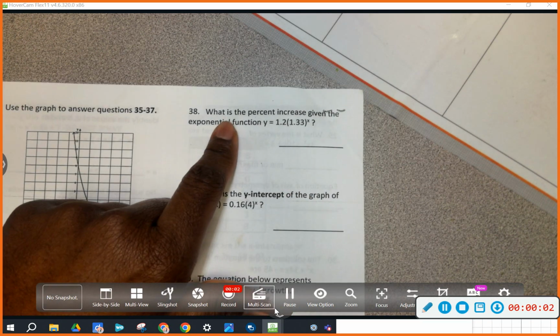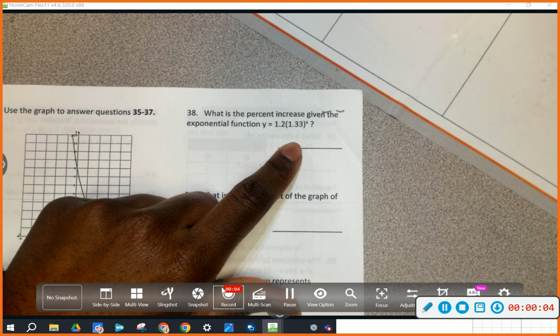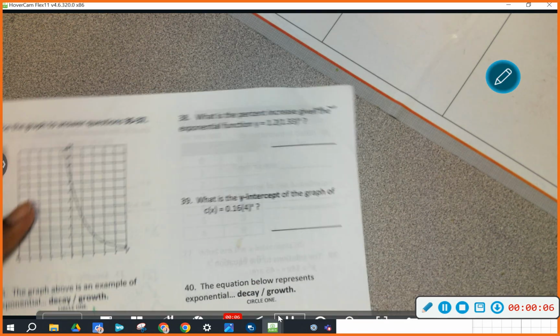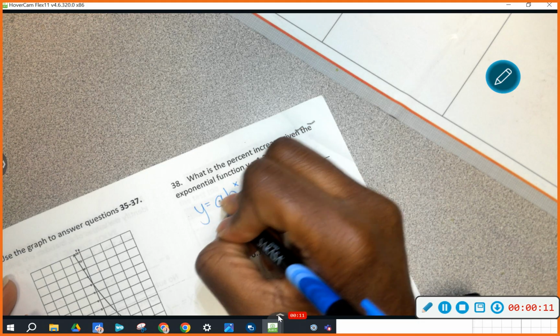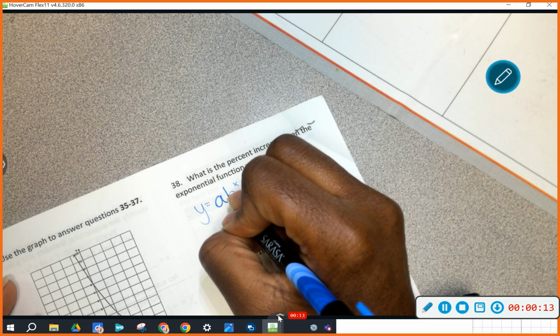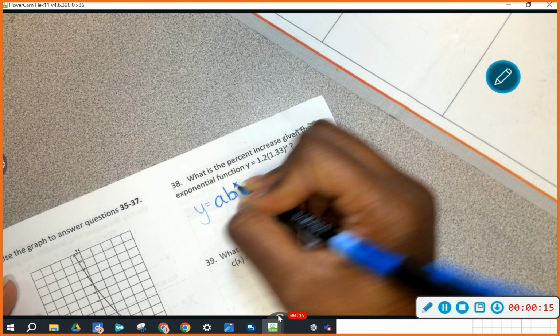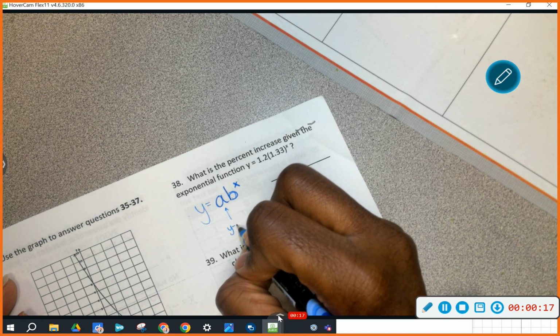38. What is the percent increase given the exponential function? Please remember a couple of things about exponential functions. They always are like this. They have one number here, and then they have another number here, and to the power of x, okay? This number is the y-intercept.